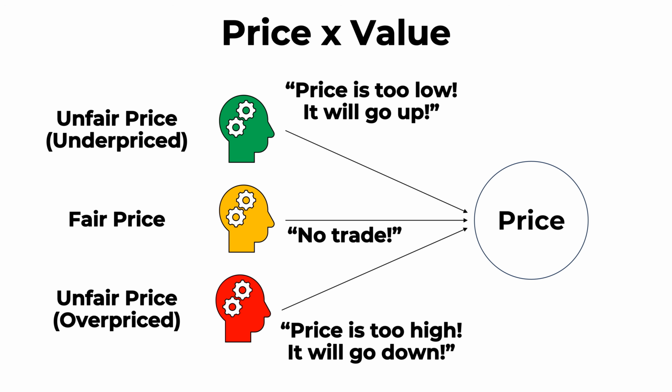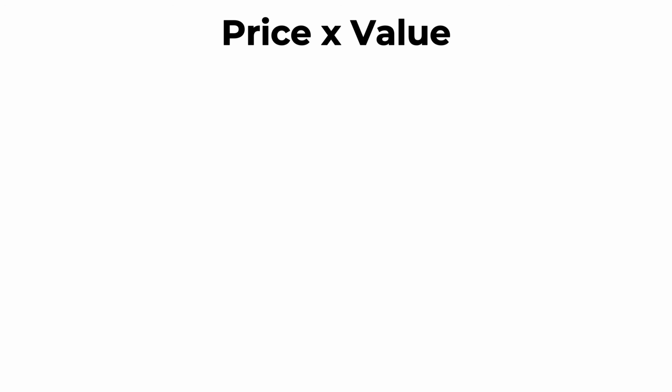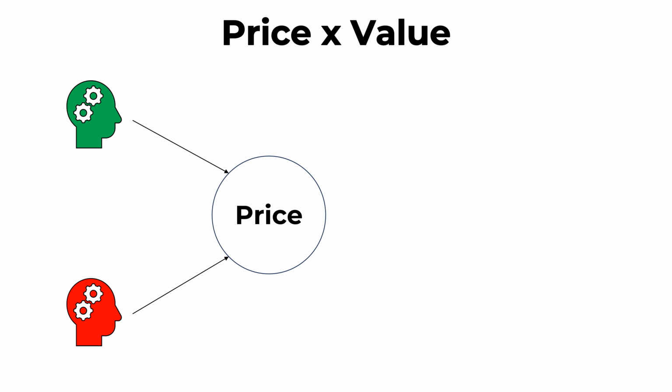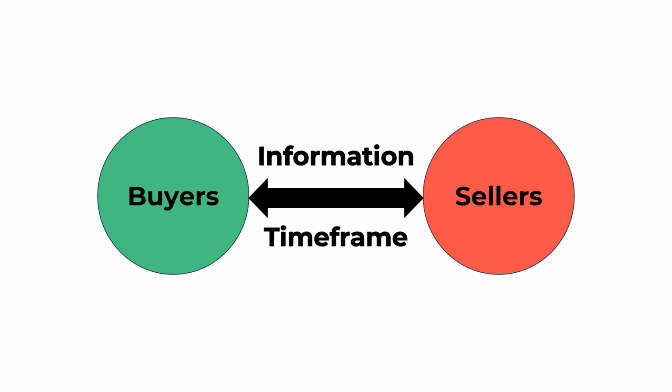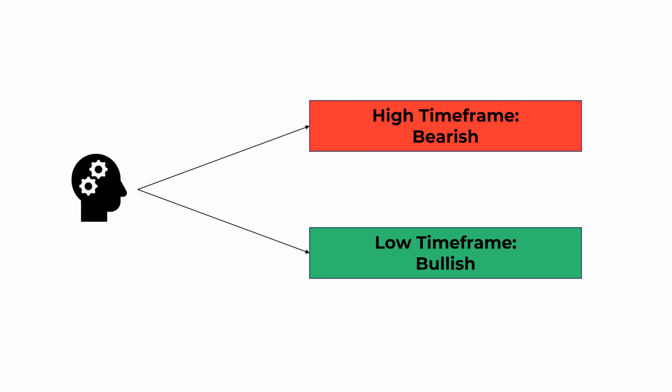Another important point is that different market players will have different perceptions of price simultaneously. What might be a cheap price for one can be an expensive price for another. The simultaneous disagreement is one of the things that create liquidity in the market because for you to buy right now, for example, there must be someone else willing to sell at the same price. It's also important to remember that buyers can turn into sellers and vice versa depending on new information and also the time frame of choice. For example, you can be bullish in a low time frame while being bearish in a higher time frame simultaneously, or vice versa, of course.